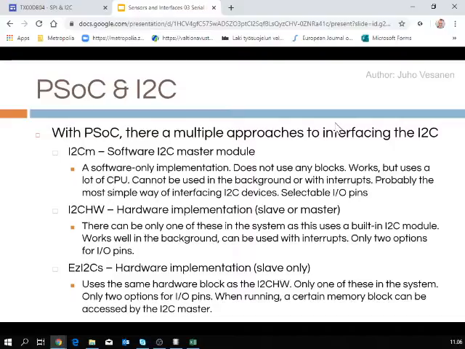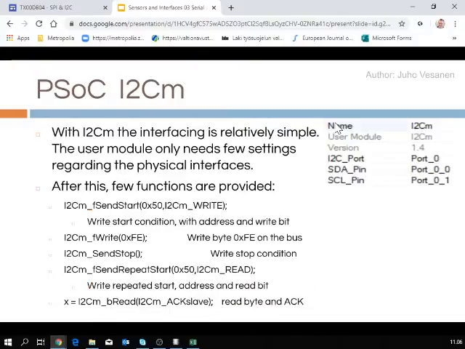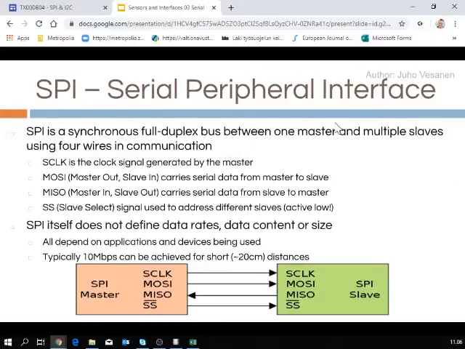PSOC and I2C. This is actually for the PSOC 1. The similar things are also for the PSOC 5, what we are using. So I'll just leave it like that. That was the I2C.